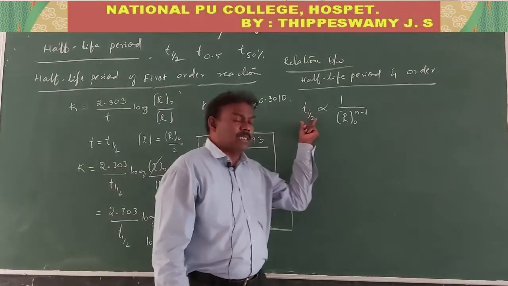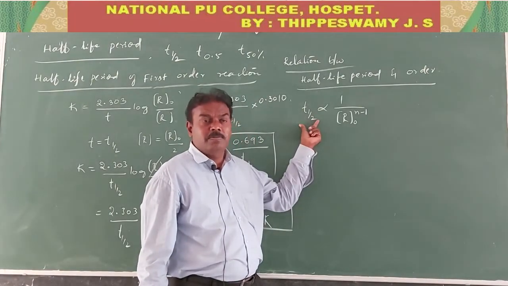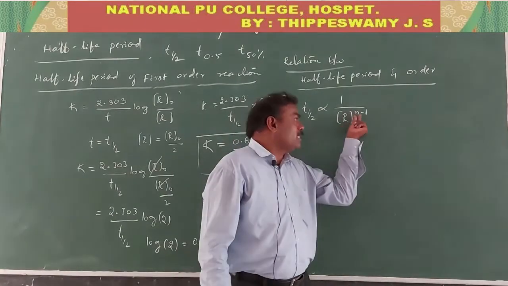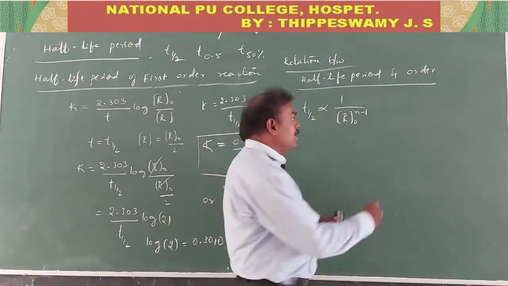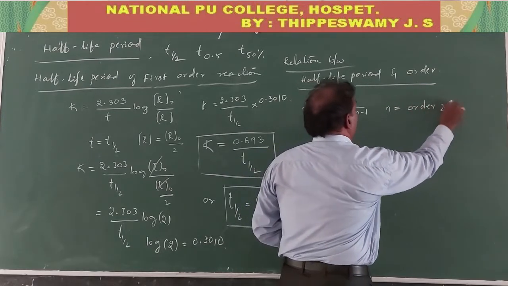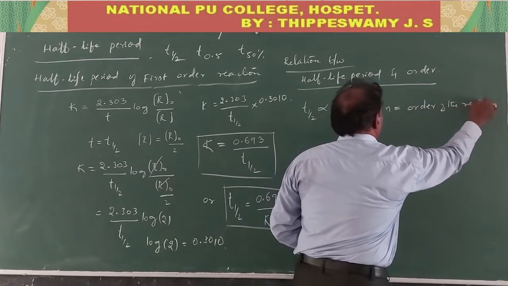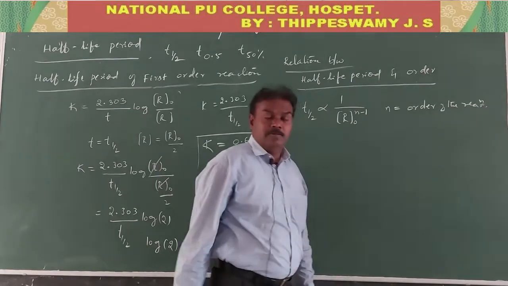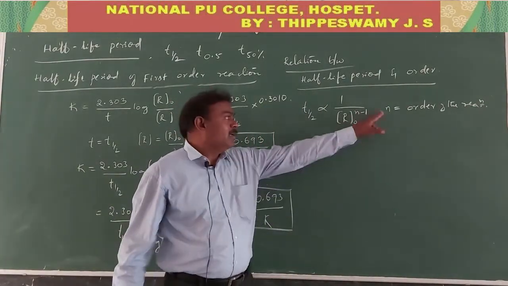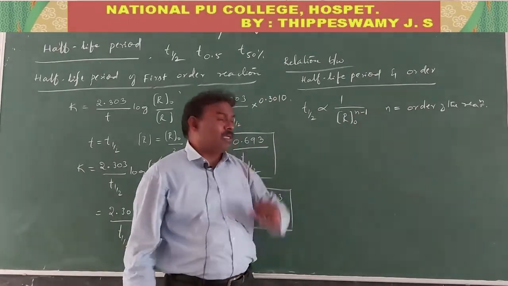You remember this, T half is called the half-life period. R naught is called the initial concentration of the reactant. And small n is called the order of the reaction. Whether it may be first order, second order, or even third order, you should know the value of n.